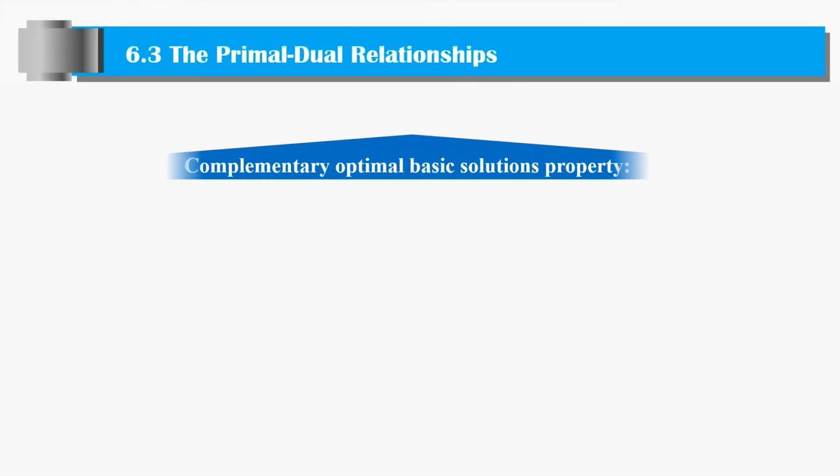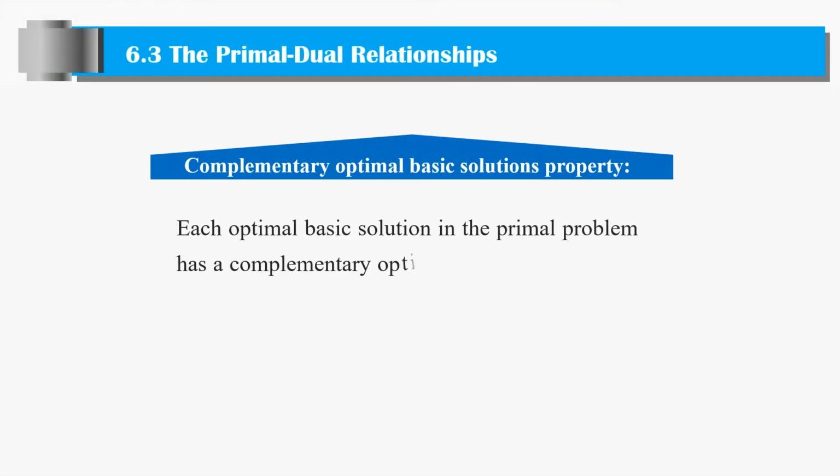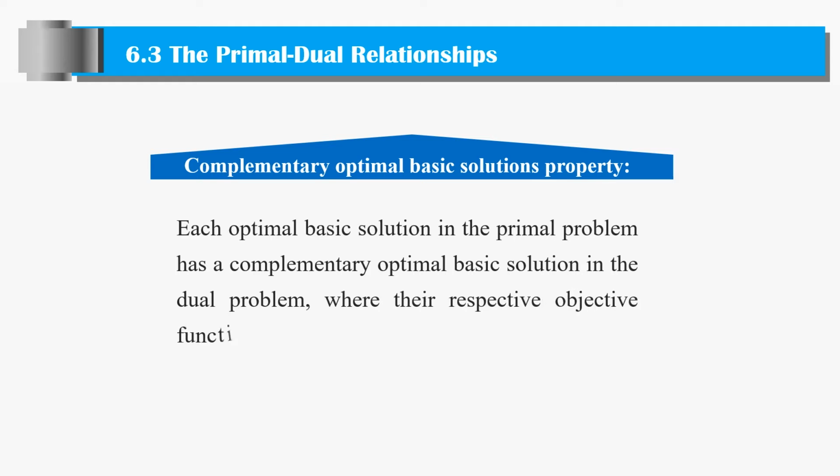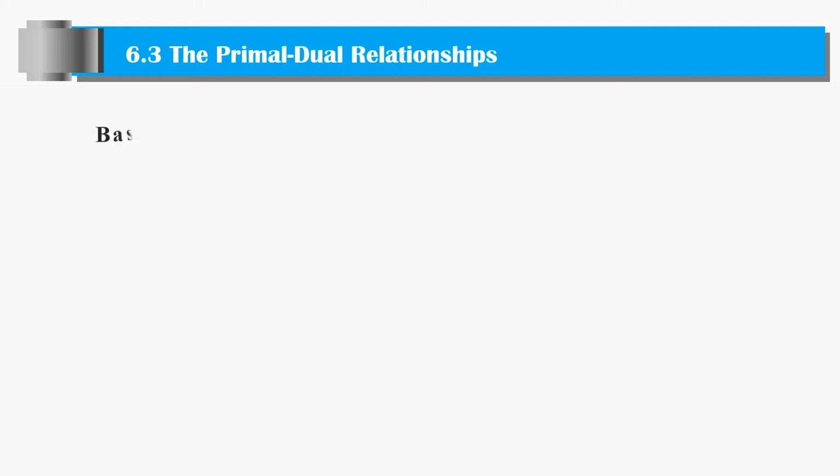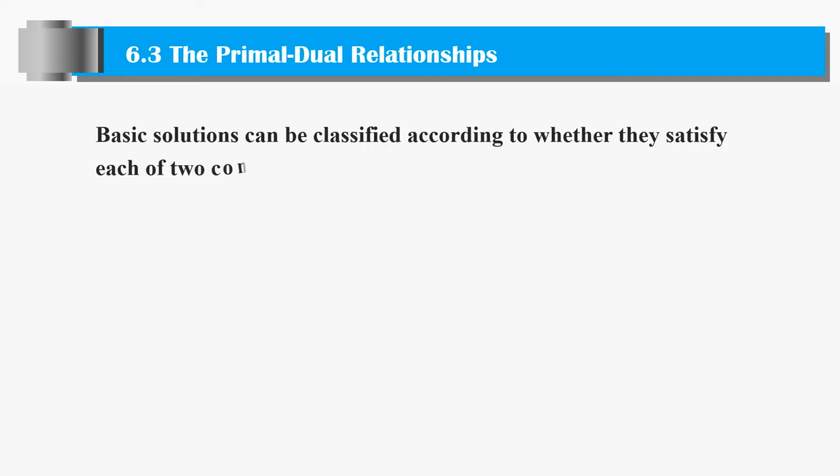Next, we also have the complementary optimal basic solutions property. Each optimal basic solution in the primal problem has a complementary optimal basic solution in the dual problem, while their respective objective function values are equal. So basic solutions can be classified according to whether they satisfy each of the two conditions. And for each of these conditions, we have different names for the solutions.